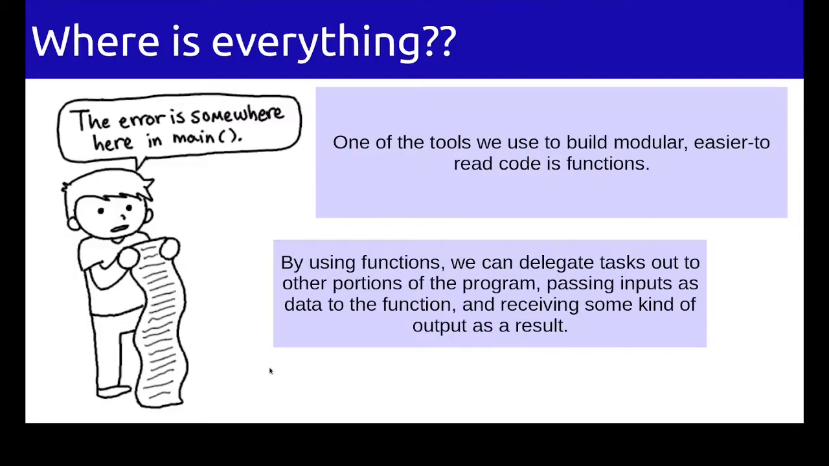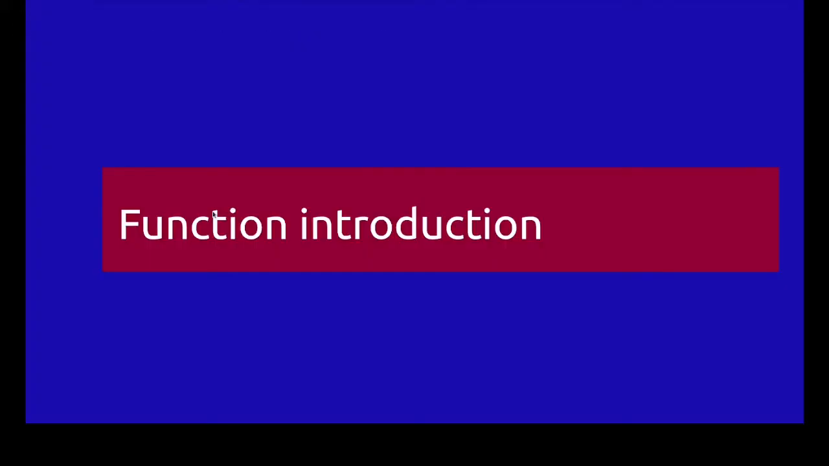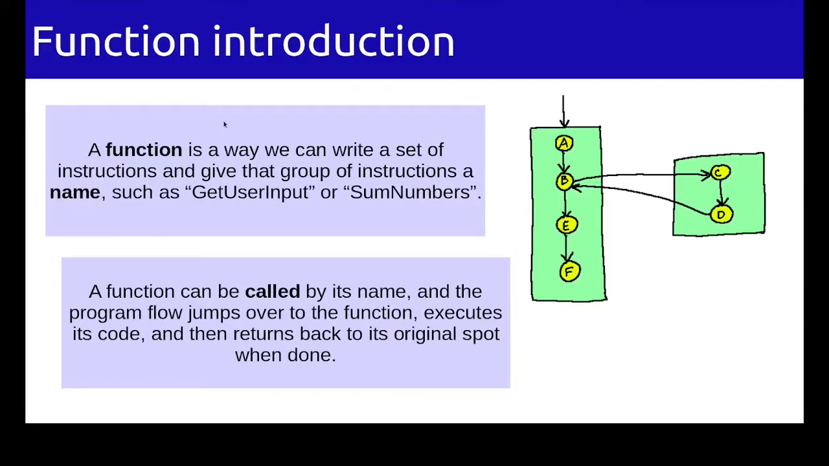Something we can do to make our programs a little bit easier to read, a little bit more organized, more modular, is something called modules, but more commonly these days they're known as functions. So by using a function, or by writing multiple functions, we can delegate tasks out to other portions of the program, passing input as data to the functions, and possibly receiving some kind of output as a result from the function. So, a function is just a way we can write a set of code, just as we've been doing, but we put that code under a name, like a function definition with a function name.